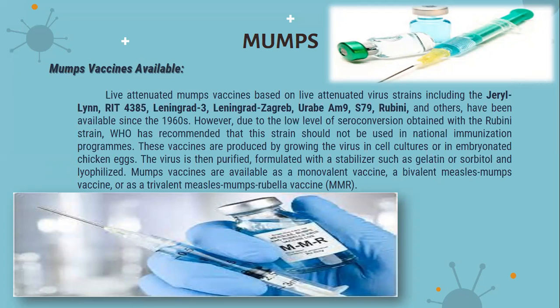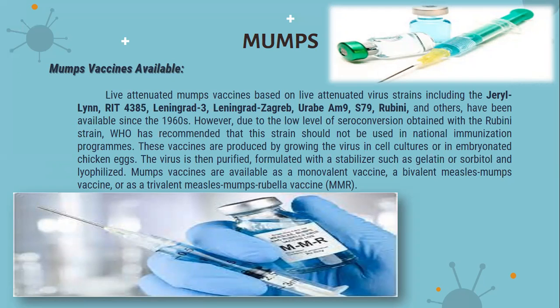However, due to the low level of seroconversion obtained with the Rubini strain, World Health Organization or WHO has recommended that this strain should not be used in national immunization programs. These vaccines are produced by growing the virus in cell cultures or in embryonated chicken eggs. The virus is then purified, formulated with stabilizers such as gelatin and sorbitol, and lyophilized. Mumps vaccines are available as monovalent vaccines, a bivalent measles-mumps vaccine, or as trivalent measles-mumps-rubella vaccines.